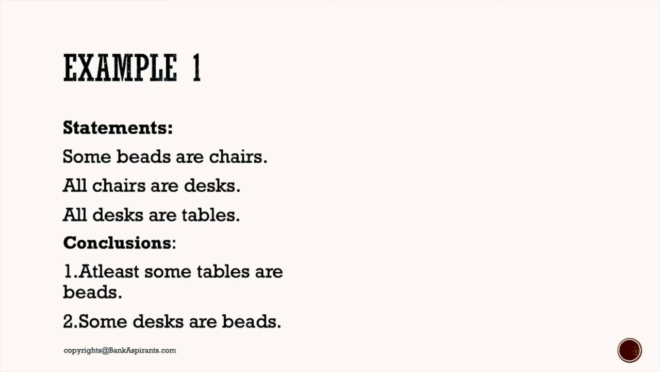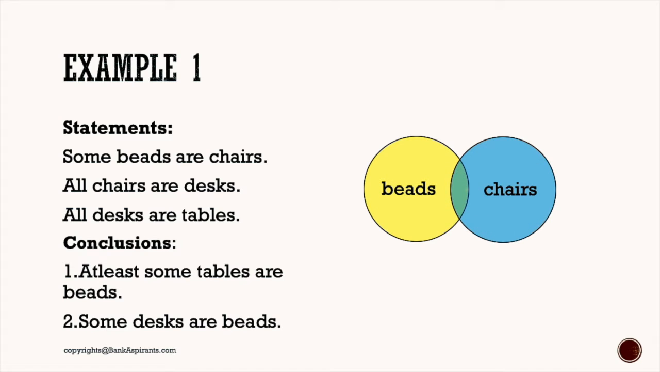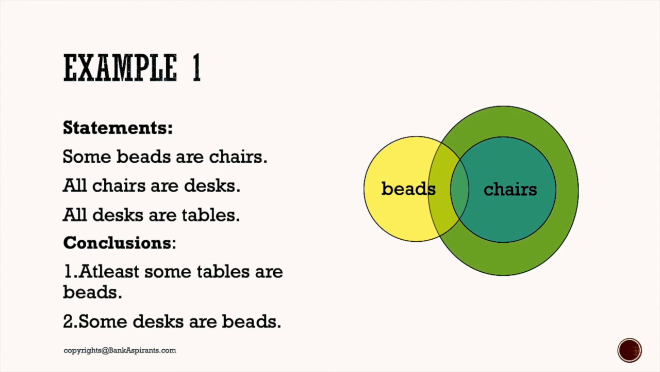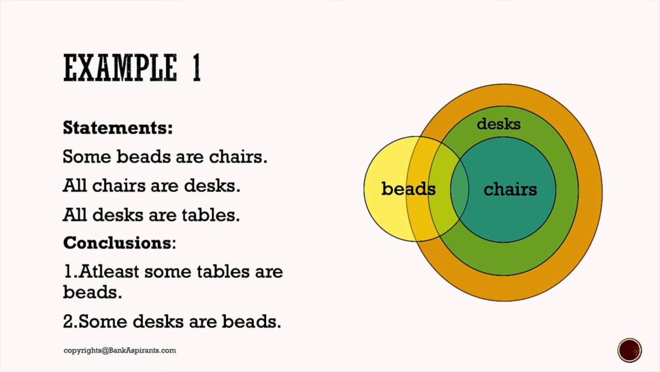Now you have to draw a diagram based on the statement given, and from the conclusions you have to check whether the conclusion given is correct or wrong. Some beds are chairs. All chairs are desks. And all desks are tables.